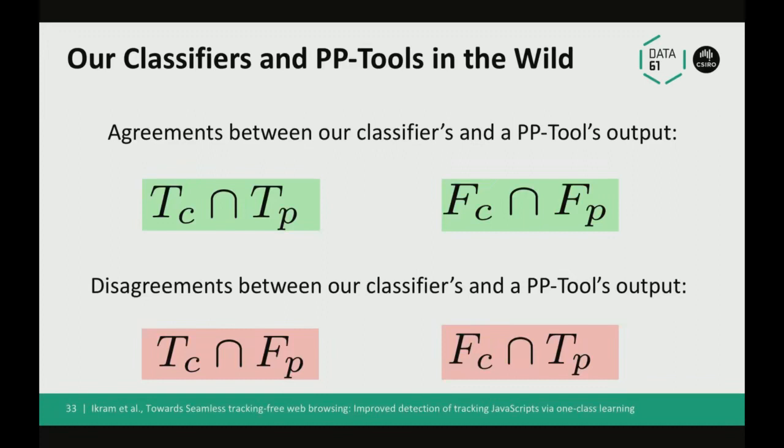Here the term T means tracking and C means the classifier. So what is labeled as tracking by our classifier is also labeled as tracking by the privacy preserving tool. Similarly for functional JavaScript, what is labeled functional by our classifier is labeled functional by the privacy preserving tool. We also look into the dissimilarity, or disagreement, which is shown in red.